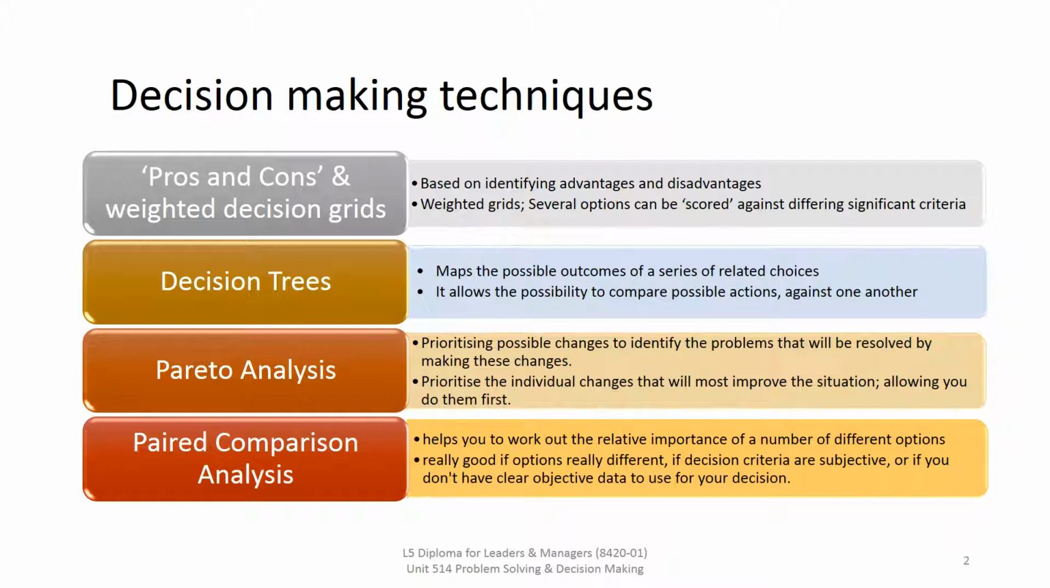We'll then look at Pareto analysis, which is good at prioritizing what is the key thing you should do, which change you should do first, working on a lot of statistical data, but it is very good at allowing you to work out which change or which decision you should make first, and which, if you can only make one, could get you to the best outcome.